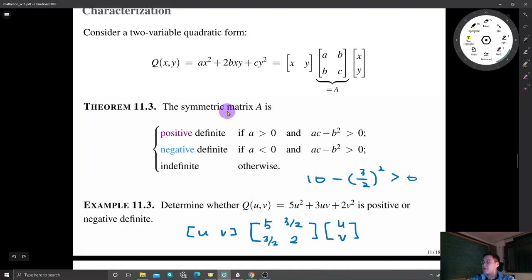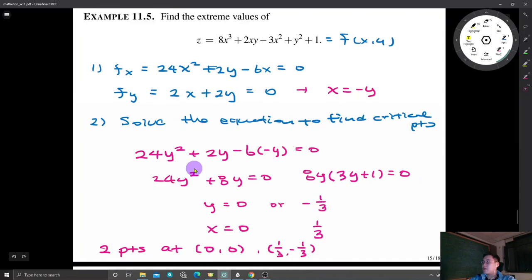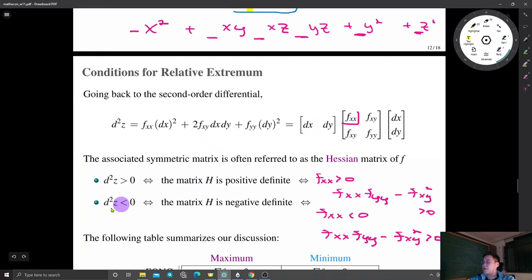Okay, meaning that at this point the function does not achieve an extremum. Okay, because when the Hessian matrix is indefinite, that means the sign of the quadratic form, so the sign of d squared z, is undetermined. So it can be positive or negative depending on dx and dy.